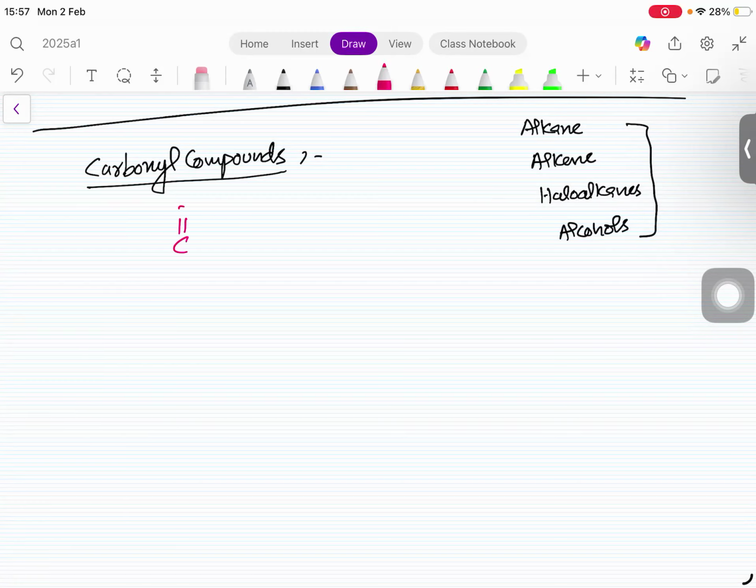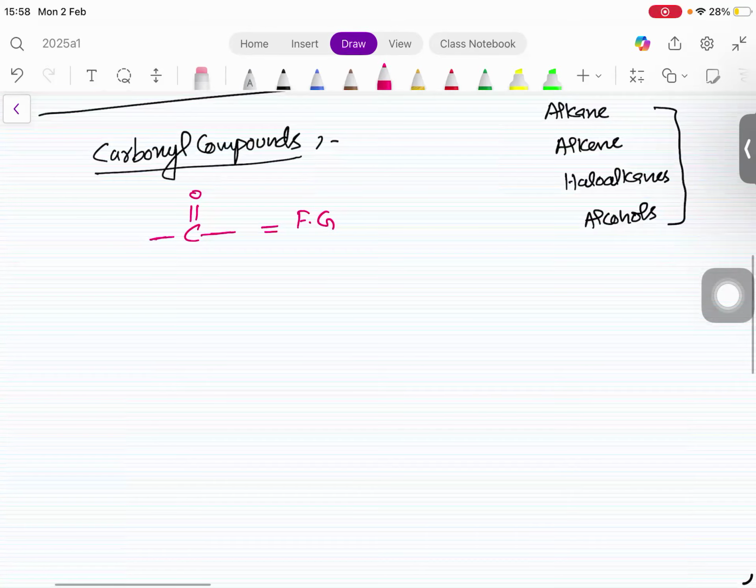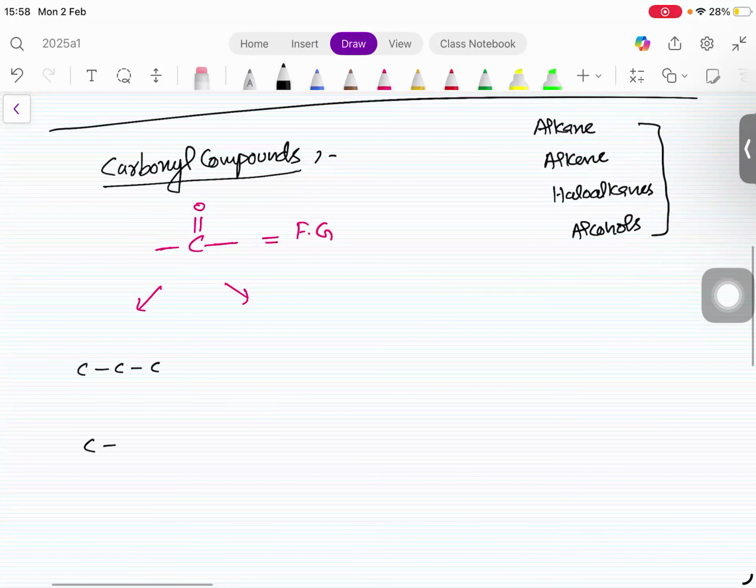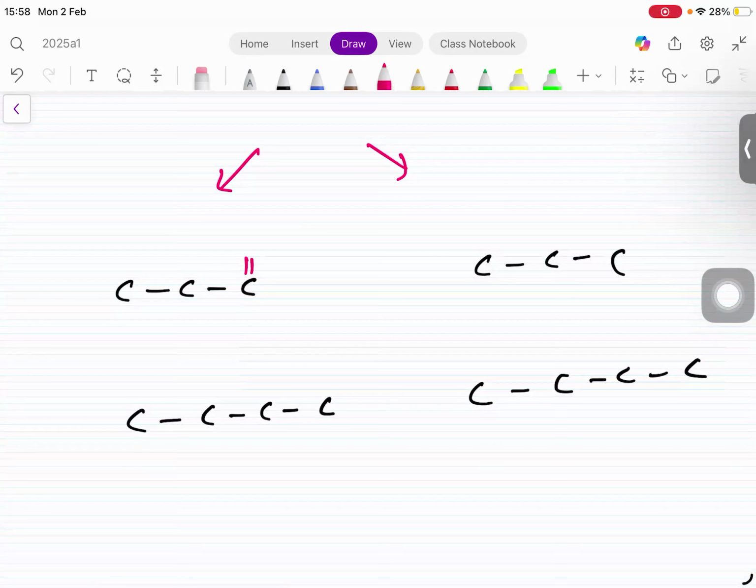Carbonyl compounds are the compounds which contain this functional group, C double bond O. When an organic compound contains this functional group, it is known as a carbonyl compound. And there are 2 types of carbonyl compounds. Look at this. If this is the carbonyl compound, C double bond O and H. Now look at this, please. In this, the C double bond O is attached with a carbon which is at the end, known as terminal carbon, right?